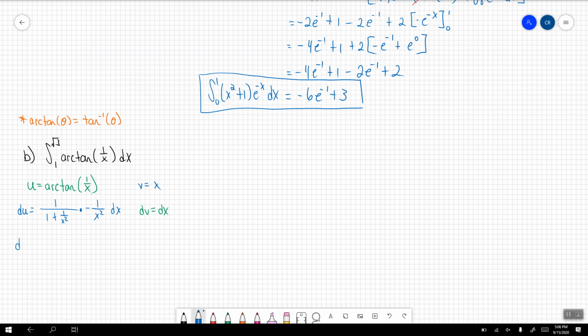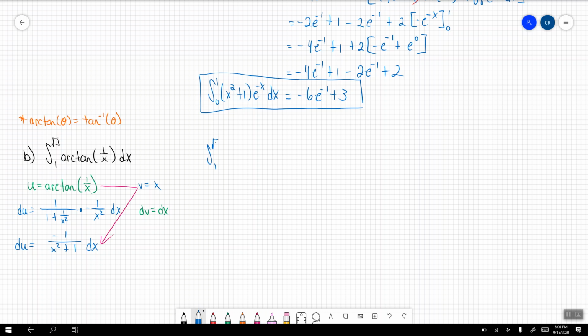Let's clean up my du. My du looks like it needs to be cleaned up. I get negative 1 divided by, distribute the x squared, that's going to be x squared plus 1. There we are. Doesn't look too bad. And again, that's dx. Okay, so we take our u times v, and then we subtract out the integral of v du. So let's go with it.